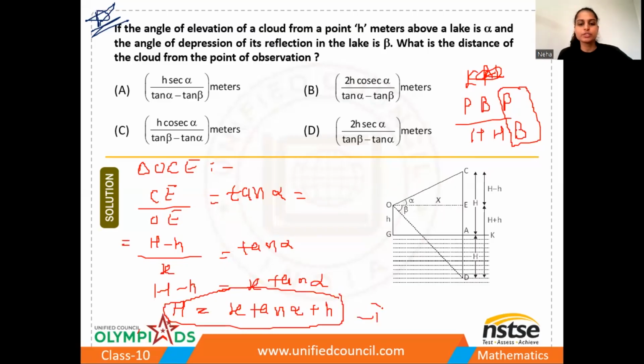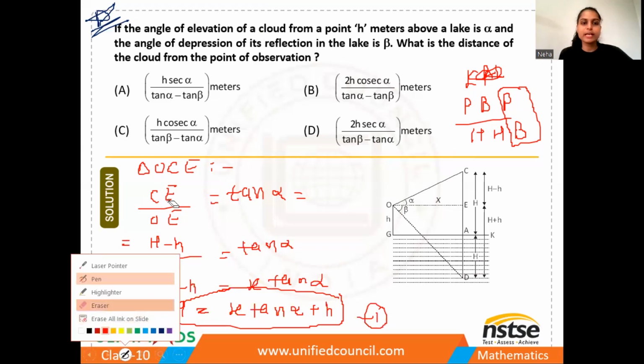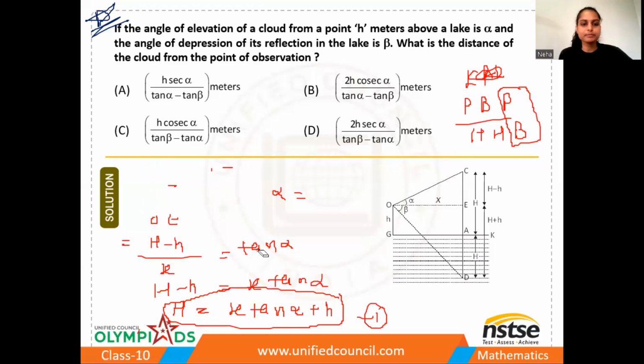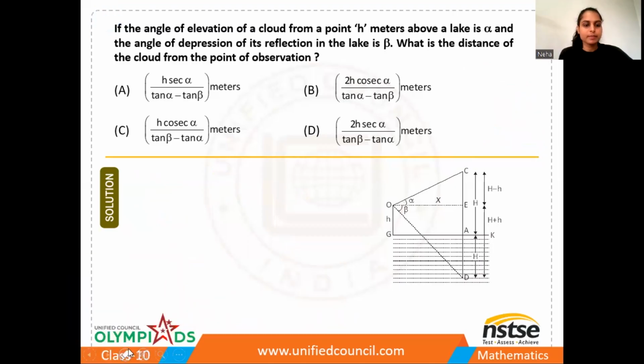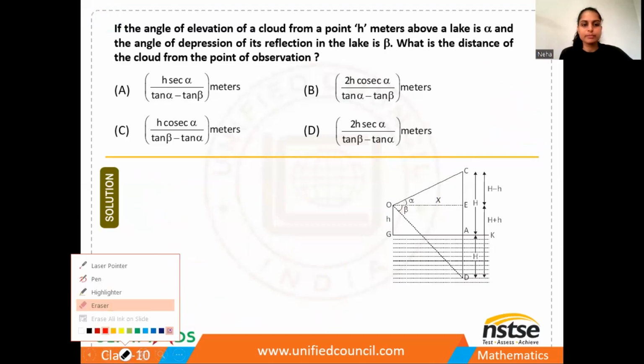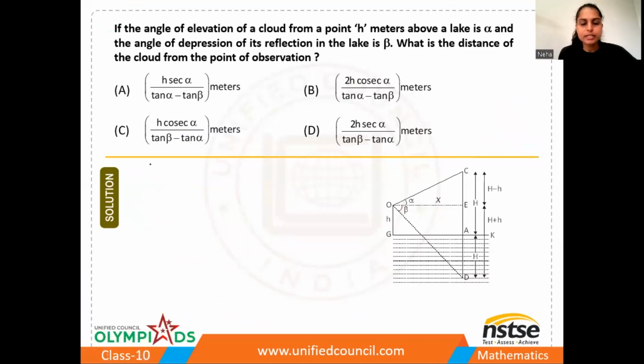This is your equation: capital H is equal to small h plus X tan alpha. This is my equation number 1, right? Now I have my first equation with me. Clear? Now let me try to solve the second equation similarly. Let me erase everything. So here my first equation is capital H is equal to small h plus x tan alpha.